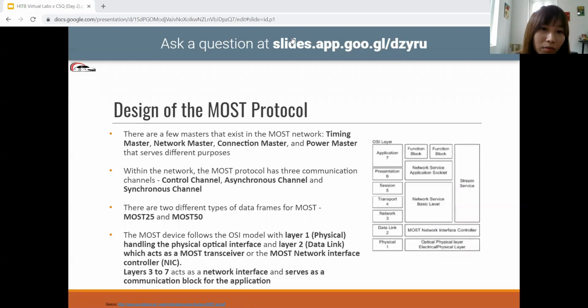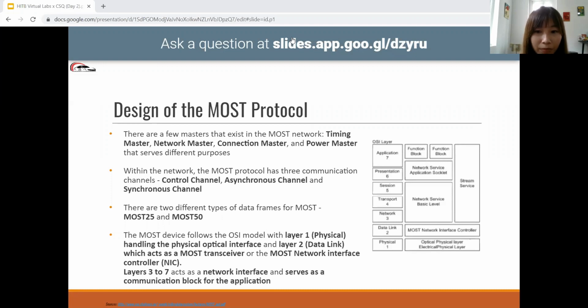Right. So for the MOST protocol, they have a few masters that exist in the MOST network. For example, the timing master, network master, connection master, and power master. The timing master controls the timing of the network and synchronizes the devices. The network master sets up the network and allocates addresses to the devices. The connection master ensures the synchronous communication channels between the devices. And then the power master, of course, handles the power up and shutting down of the devices.